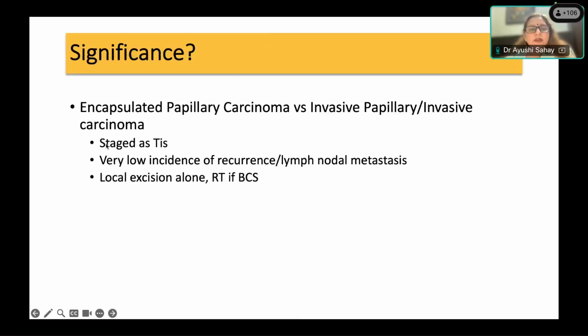So what is the significance of giving this diagnosis? Encapsulated papillary carcinoma versus invasive papillary or invasive carcinoma: it is staged as in situ disease, and it has a very low incidence of recurrence or lymph nodal metastasis. Local excision alone or radiation, or if there is a BCS done, then it is sufficient. It does not need an adjuvant therapy.